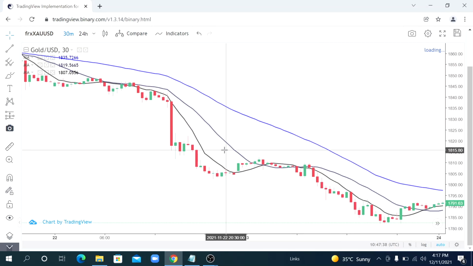Are you seeing this picture here? Are you currently seeing this picture? There are three moving averages currently on my screen now. The one upward is actually blue. Okay, so the blue one here is the 50 period moving average. This one is a 20 period moving average, and this is a 10 period moving average.